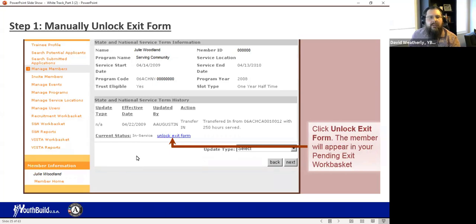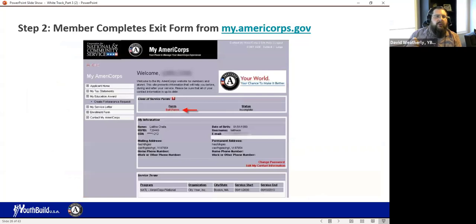So if you remember from yesterday when Lauren went through the demonstration, she showed you the SNN work basket. When you unlock the form, you go back to the SNN work basket, and that's where you'll see it. Unlocking the form also makes it available to the member in My AmeriCorps. So they need to go into My AmeriCorps and log into their account. They have to remember their password, and hopefully you had a way to write down their password when they enrolled, to go back into My AmeriCorps, access the exit form, and complete it there.